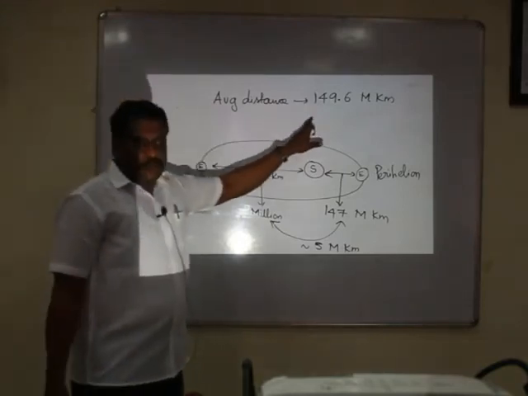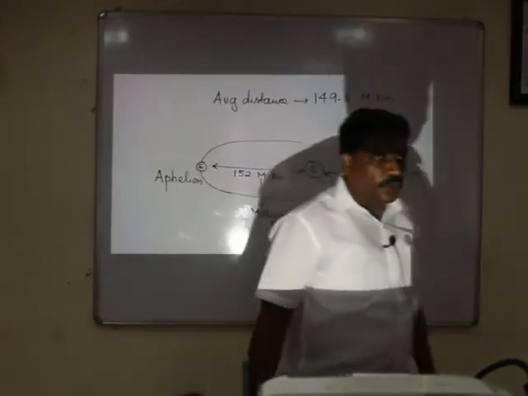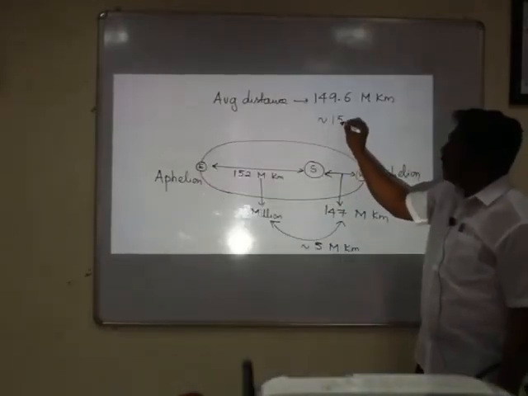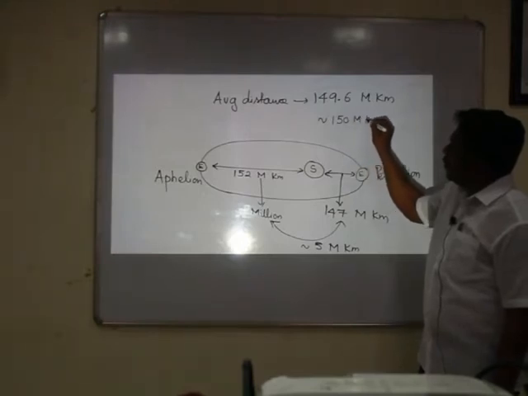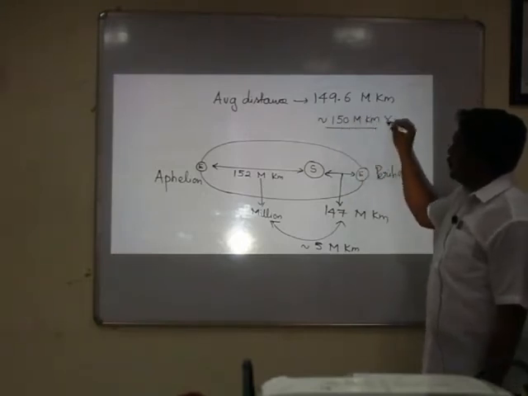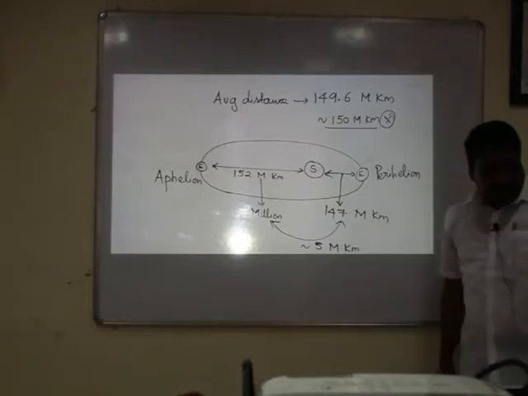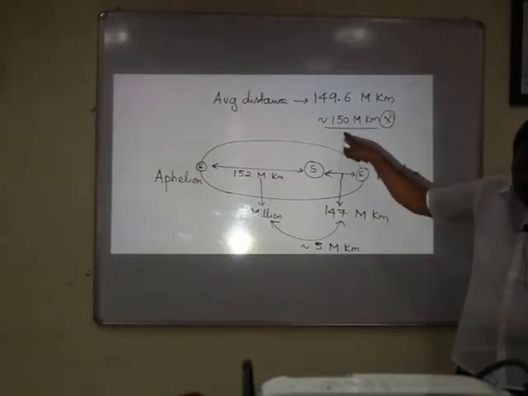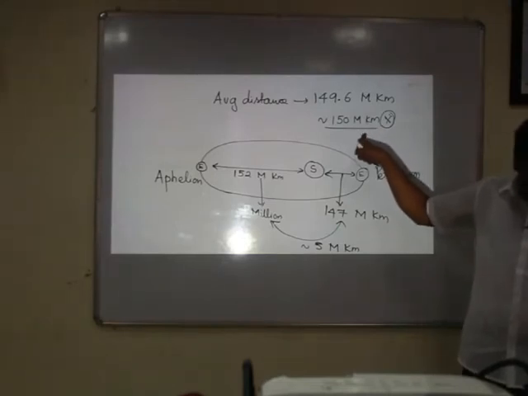This fact, I always believe, go for approximation. How easily can you remember? Instead of 149.6, what can you write? Approximately it is 150 million kilometers. The average distance between sun and earth is approximately 150 million kilometers.